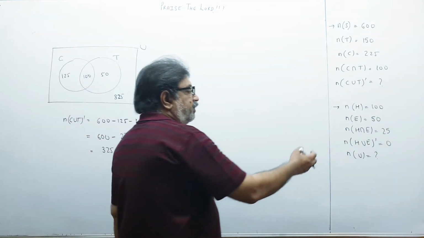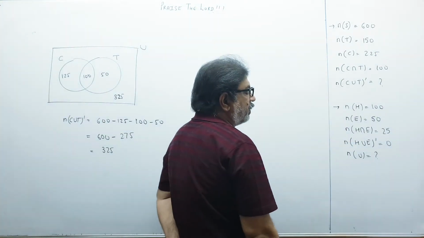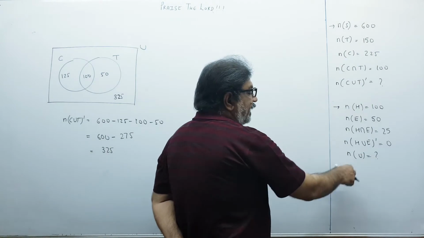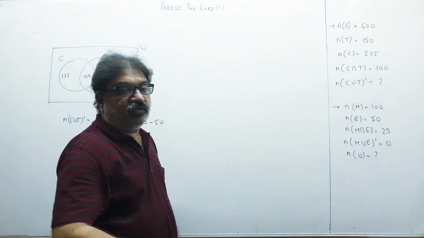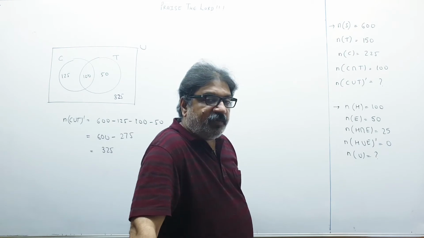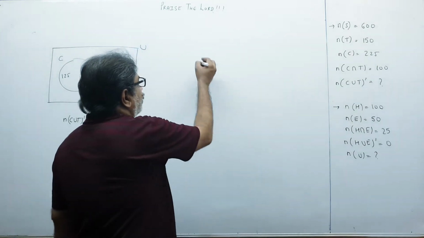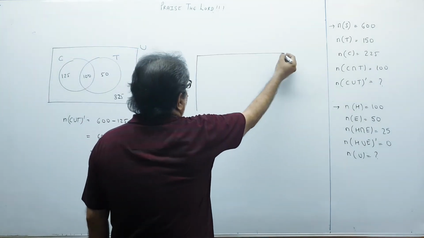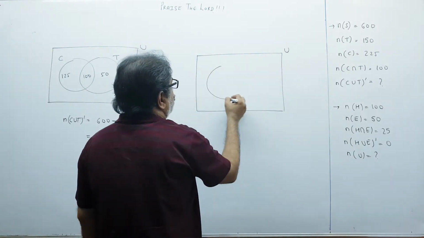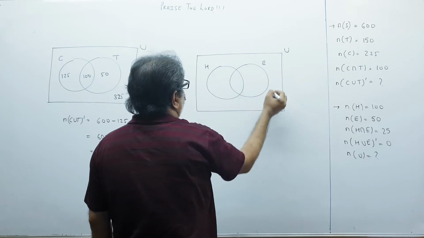Then there are 100 people who can speak Hindi, 50 people who can speak English, 25 people who can speak both. (H union E) dash is 0. That means there is no person outside the Hindi and English sets. That means everybody can speak at least one language. How many people are there in the group in total? So we make a diagram like this. This is the universe, this is Hindi, and this is English. No person outside.